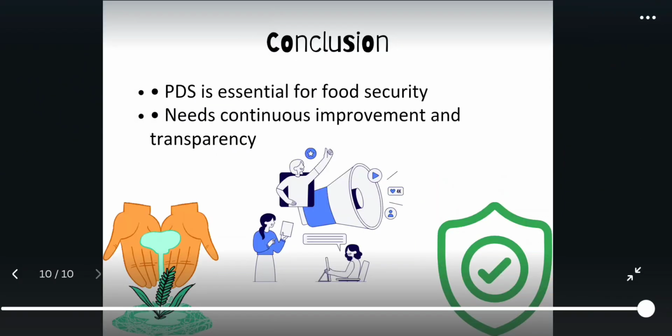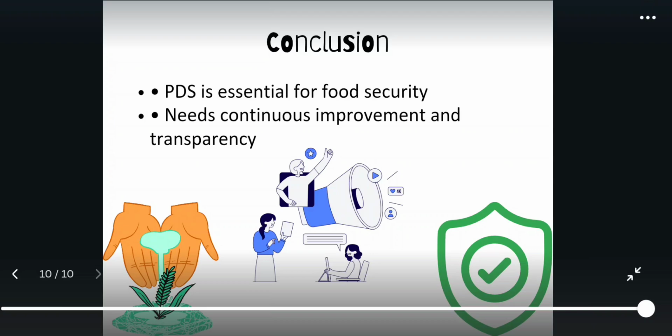So, in conclusion, PDS is essential for food security and it needs continuous improvement and transparency. So, the public distribution system plays a vital role in fighting hunger and poverty. And as mentioned earlier, it goes well with the SDG goal. With improvements and reforms, it can become more fair and effective. So, it's still like a work in progress, where with minor improvements and reforms, it can become fair and effective for every person that is eligible.